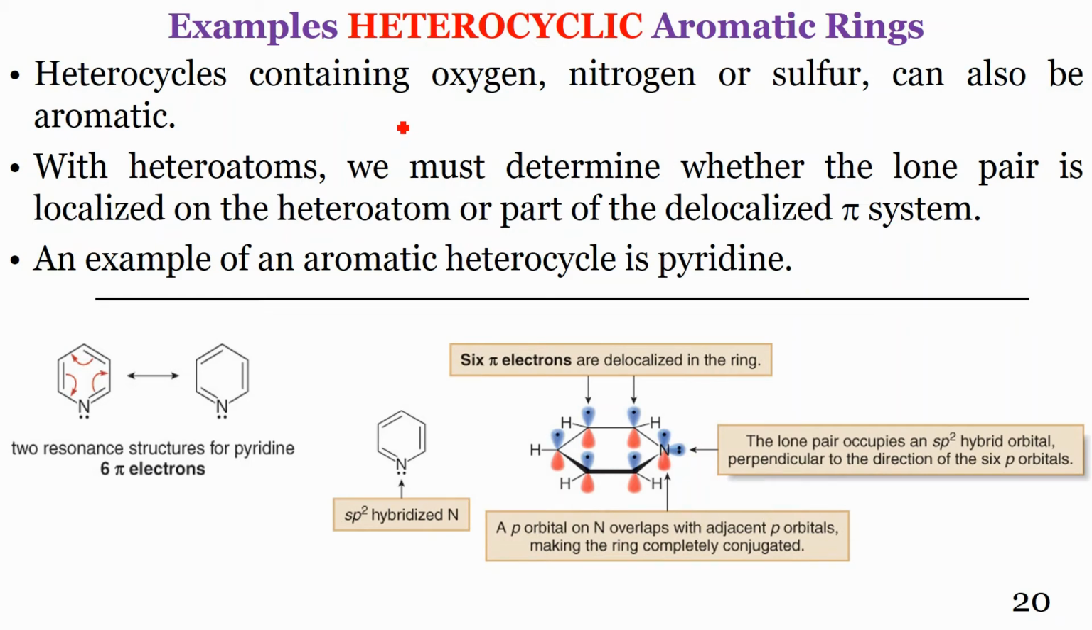Continuing with aromaticity, let's look at some other examples of aromatic compounds. We call them heterocycles because they contain heteroatoms, which are oxygen, nitrogen, and sulfur. These can also be aromatic. For example, the first heterocyclic aromatic compound we are looking at is pyridine. Again, it's a heterocyclic structure because of the presence of nitrogen, which is one of these elements listed here that qualify a ring to be called heterocyclic.